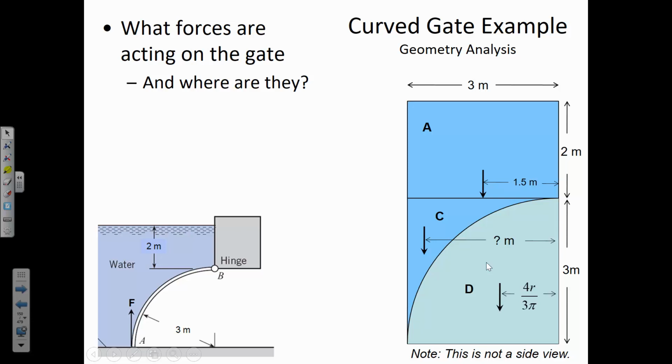So for horizontal forces, find the magnitude and the location. And by location, what we want is the YCP. All right, so I'm going to pause and give you a moment to start wrapping your head around this problem. There's a lot of pieces to the puzzle, so this is an important one. We'll take some time to get it right.